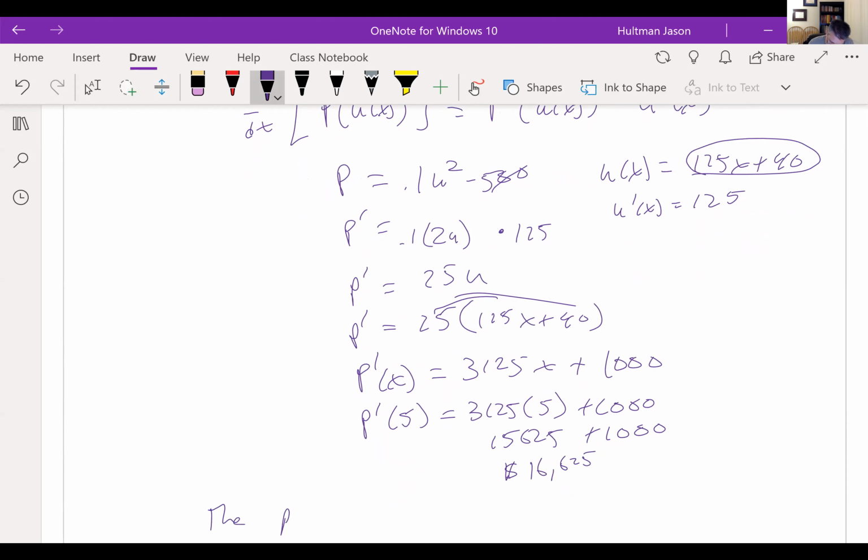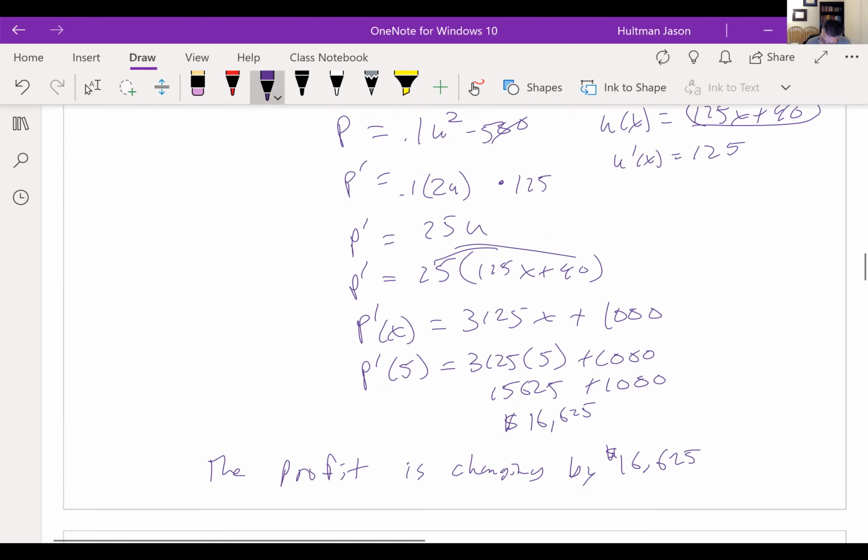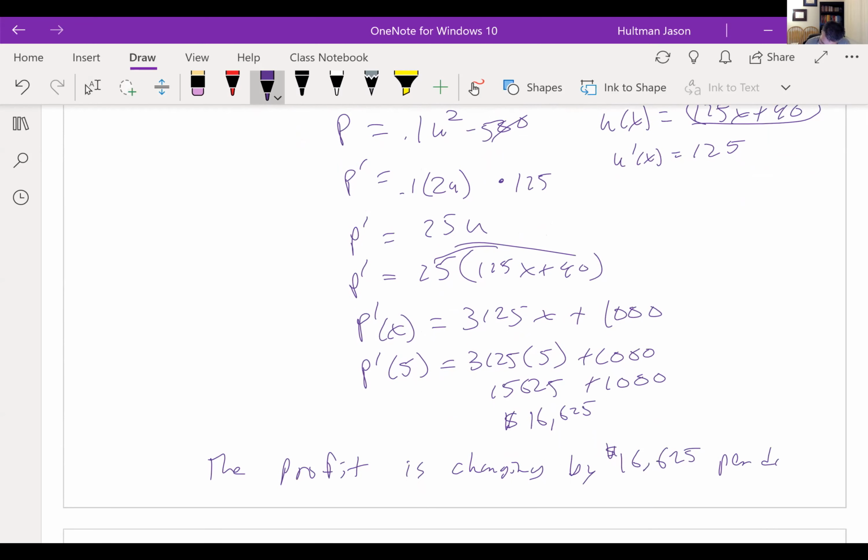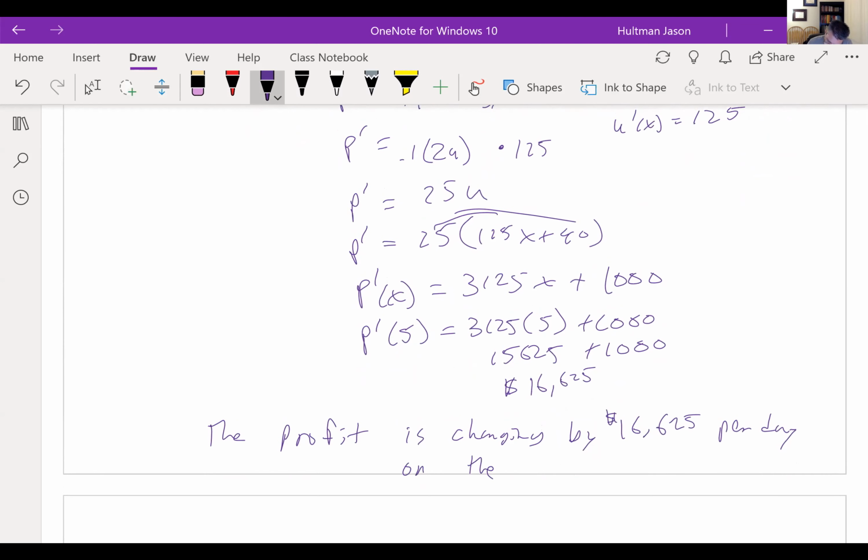So the profit is changing by $16,625 per day. That's the rate of change, okay, on the 5th day. Okay, so the rate of change isn't always constant. It depends on what day you're at, depends on where you're at.